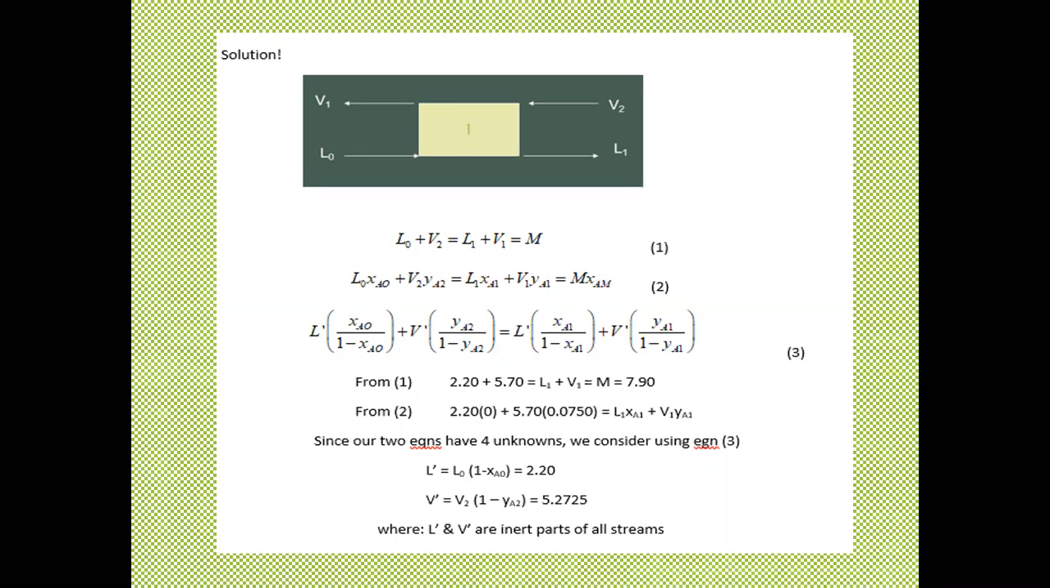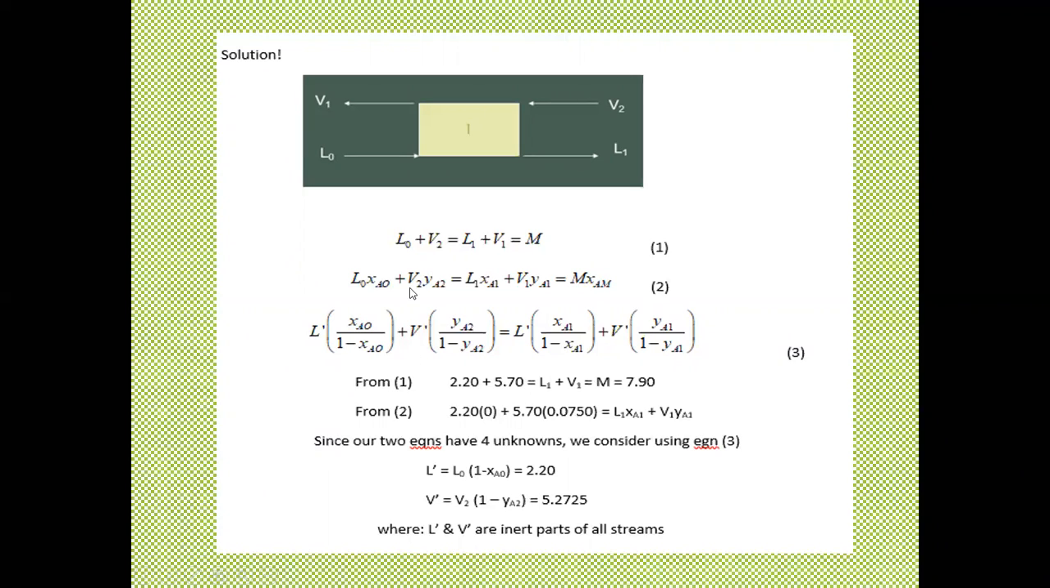So from equation 1, we substitute the given 2.20 total kilogram mole of water, that is pure water, and for the mixture of gas, that would be 5.70. Then we equate it to L1 and V1, the sum of the two, and that would be our M. The sum is 7.90. Now in here, we already have two unknowns.